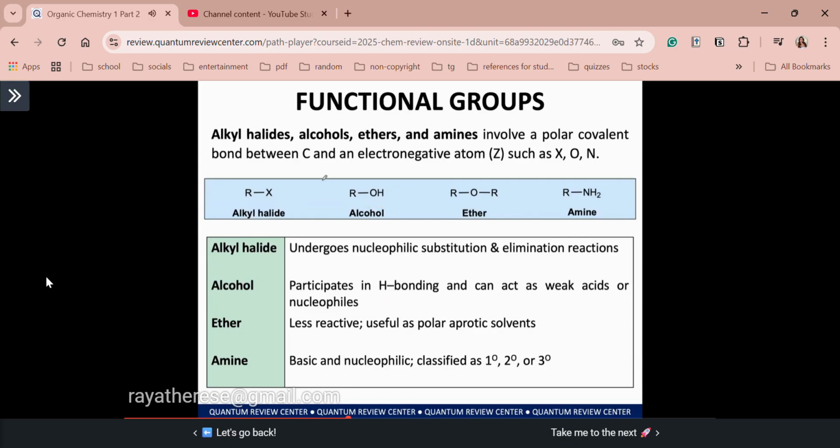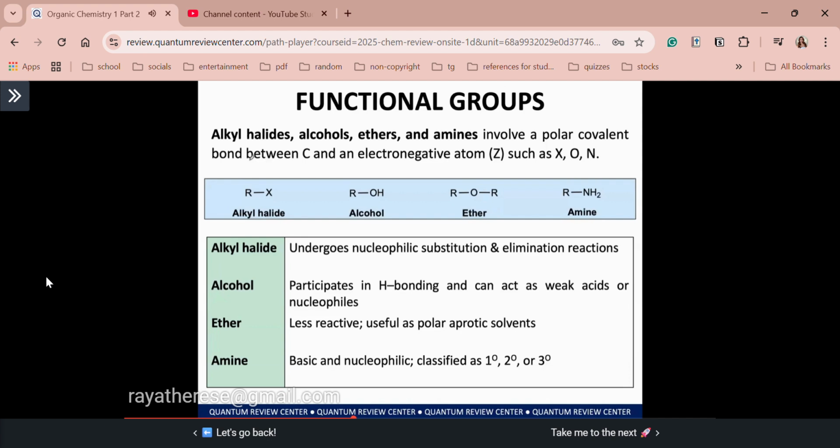Class, usually ether is unreactive because of the bulky carbon-containing substituents here. So usually, the oxygen is unavailable for reaction. They are usually used as solvents in our organic reactions. Class, remember, these groups, majority of them, alkyl halide, alcohol, ether, increase polarity and potential for hydrogen bonding, or we also have dipole-to-dipole interactions.